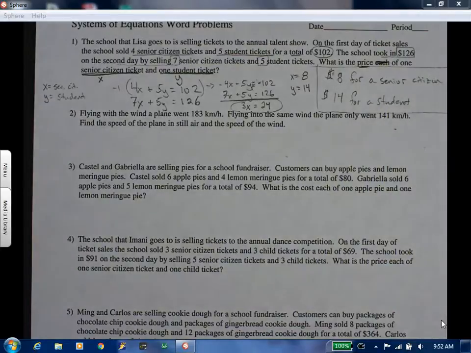Okay, number 2. Unless there's questions on number 1. Okay, number 2. These are actually fairly simple. They sound confusing, but we're going to be flying with the wind. So a plane went 183 kilometers per hour. So we are making some assumptions here.